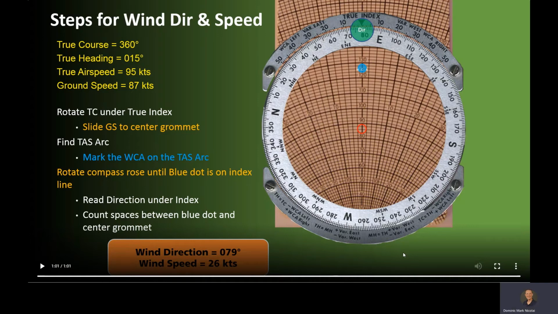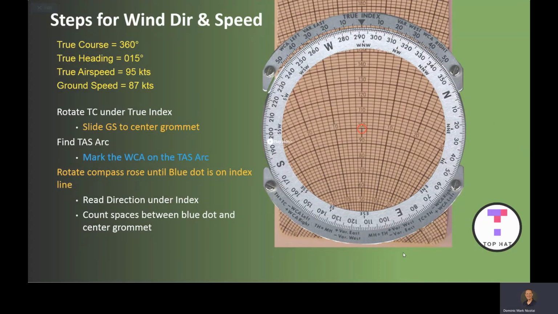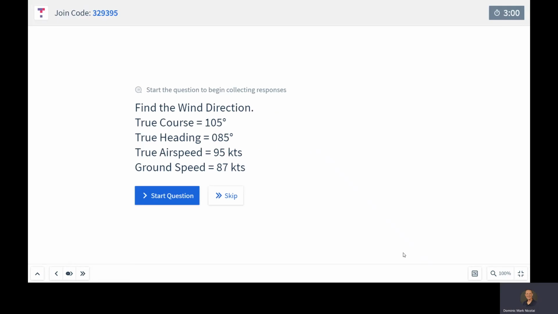All right, so let's try a couple of those. So our true course, 105. True heading is 085. So we're pointing the nose 105 degrees. I'm sorry, we're trying to travel 105 degrees, but we're pointing the nose to the left of it.